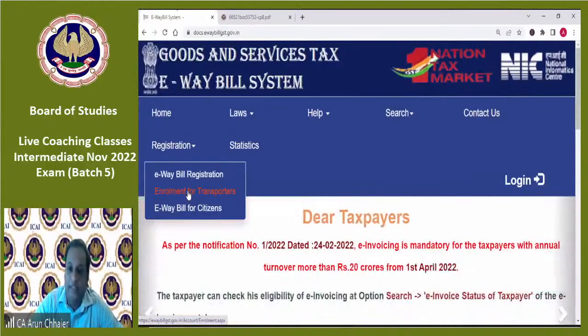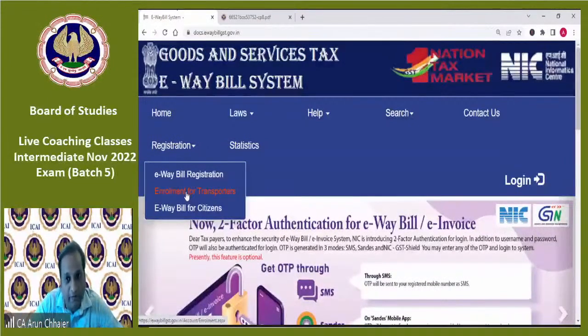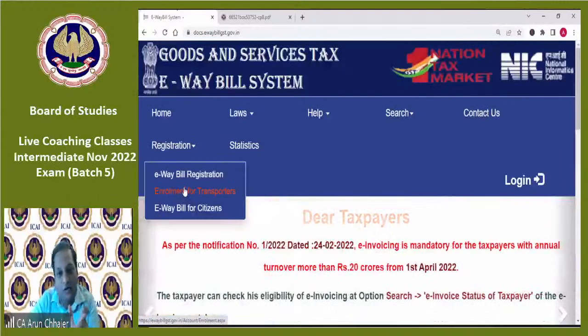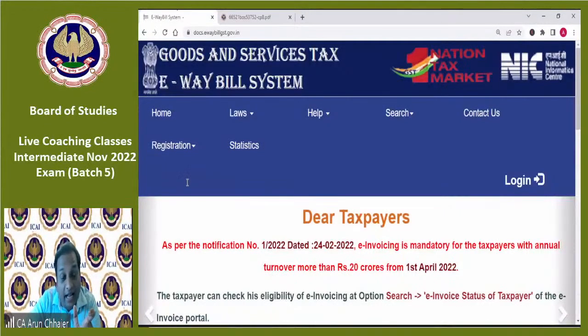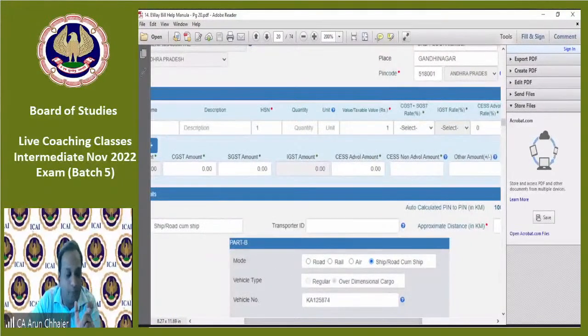In enrollment for transporter, the unregistered transporter will put the details of PAN, address, etc. Then the e-way bill website will assign a 15-digit number. That 15-digit number is the transporter ID, which the unregistered person can give to their client, so that while generating the e-way bill part A, they can put in the transporter ID.